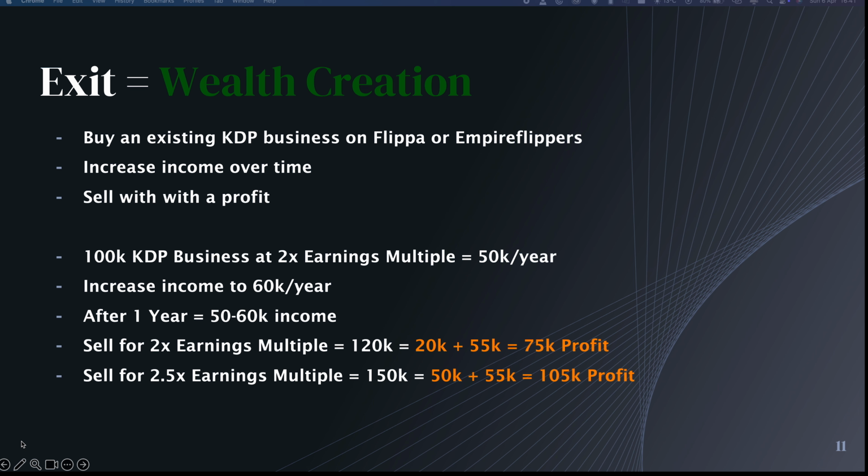Plus, if I take the middle number of the yearly income, $55,000, you would have earned a $75,000 profit. If you sell it for a 2.5x multiple, you would have earned the multiple earnings of $50,000 and have also earned $55,000 in income from holding the business. In this way, you would have created $105,000 profit, therefore doubling your investment over 1 year.